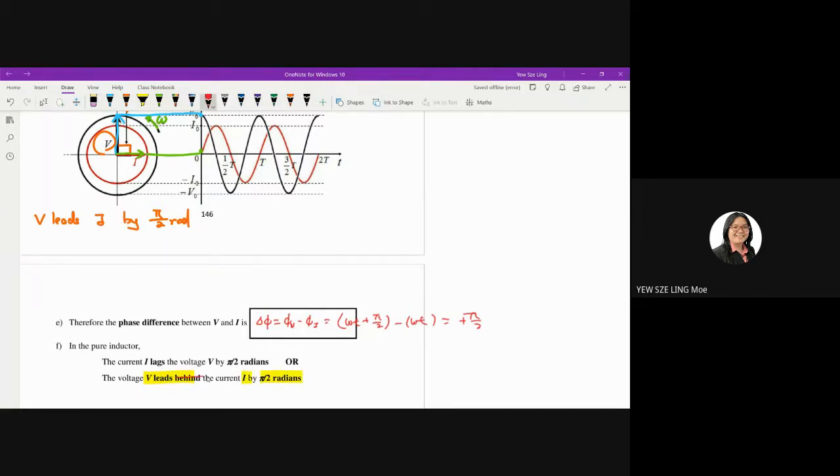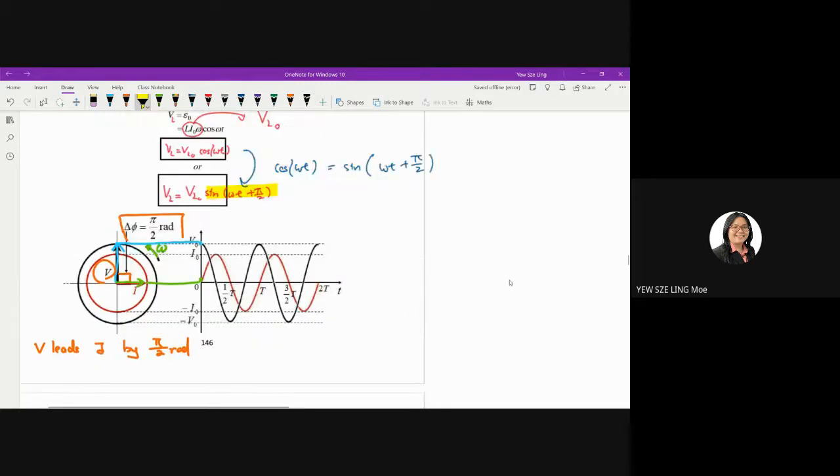Okay, there is a typo here. V leads I by pi over 2. When it comes to I, obviously I lags behind. So V leads I by pi over 2 radian, but I lags behind V by pi over 2 radian. So again, it's up to you which one you want to use in your calculations.